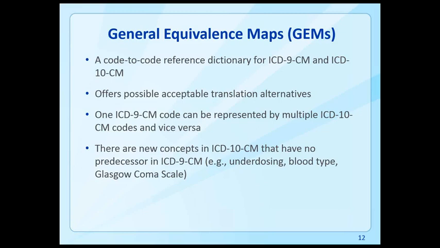is not always the case. And it's usually not the case with the revision in ICD-10-CM. And there's a couple reasons for that, some of which Holly already touched on with some of the changes in loss of consciousness coding, as well as there are some new concepts in ICD-10-CM that don't have a predecessor in ICD-9-CM, things like underdosing or Glasgow Coma Scale. And so there's no one-to-one match for a Glasgow Coma Scale between ICD-10-CM and ICD-9-CM. And so I'm going to go through some examples in some subsequent slides.